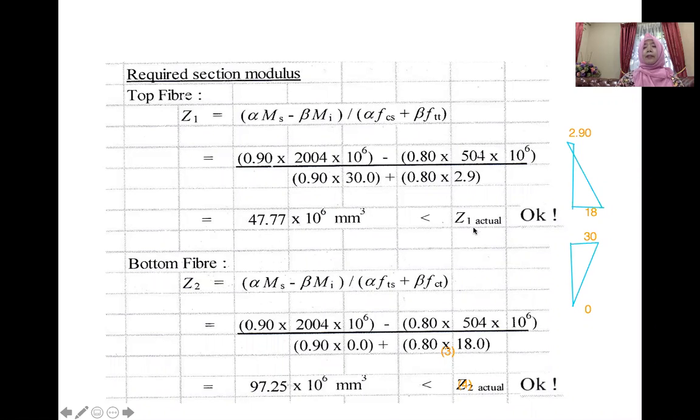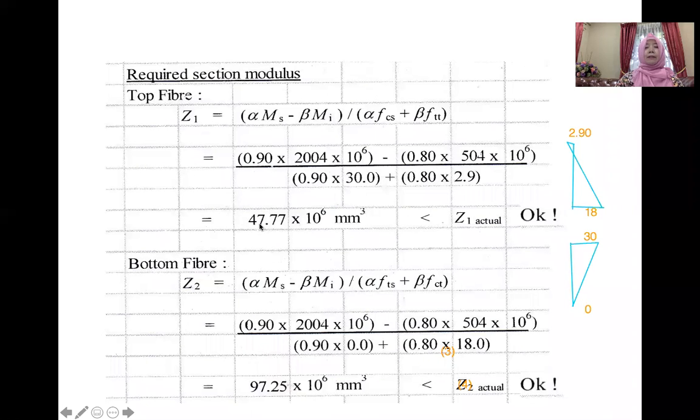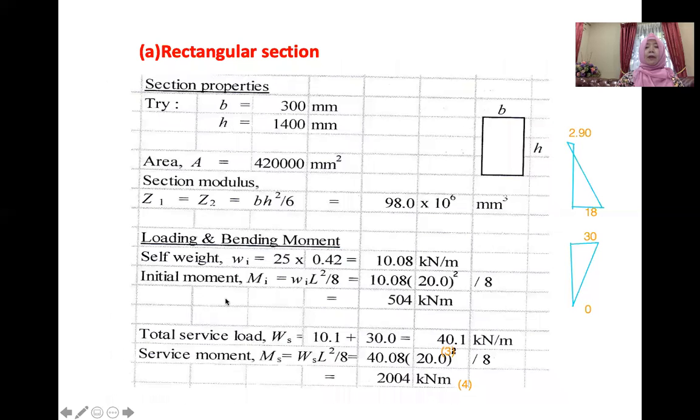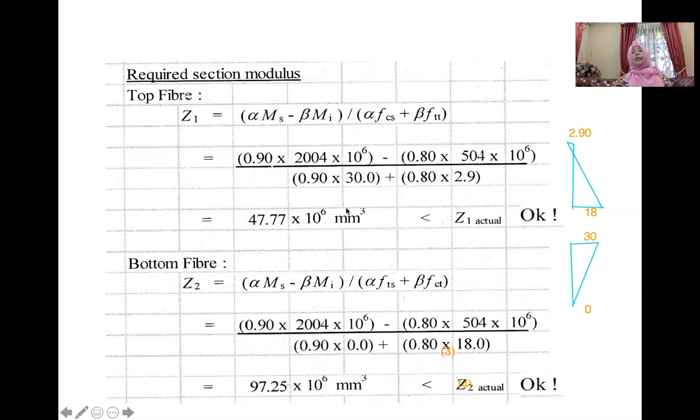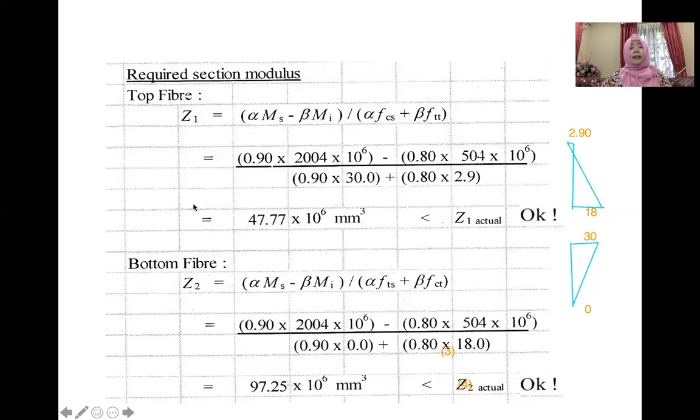And this value must be compared with the actual. Our actual here is 98.0. We try one section, so we got Z1 and Z2 as 98. By calculating here, we got 47.77, which is less than 98. It's much less than the actual. Therefore, this section can be used for the beam, since the Z1 that we calculated is less than the Z1 of the trial section. You can also try another size, as long as your Z1 and Z2 are greater than the calculated values.